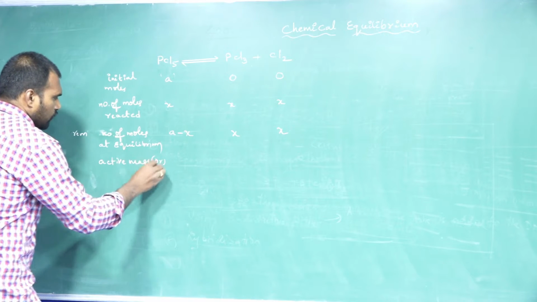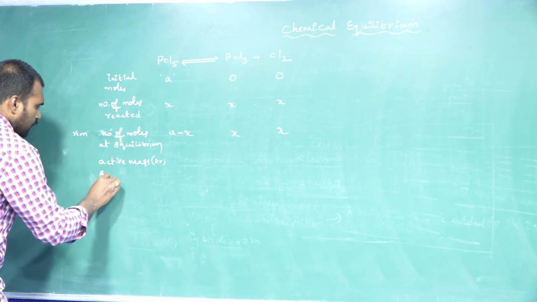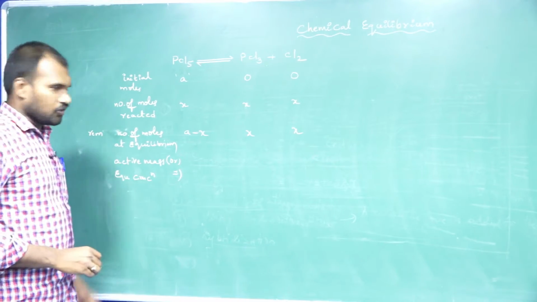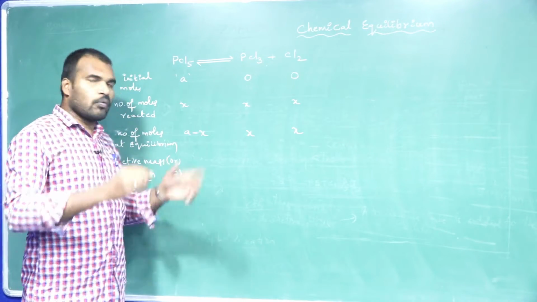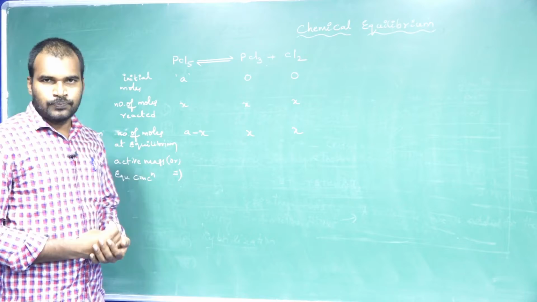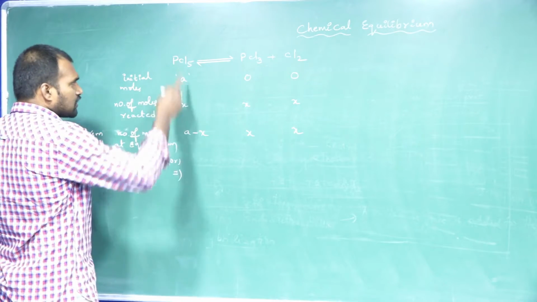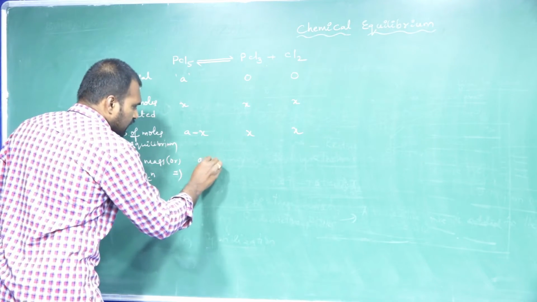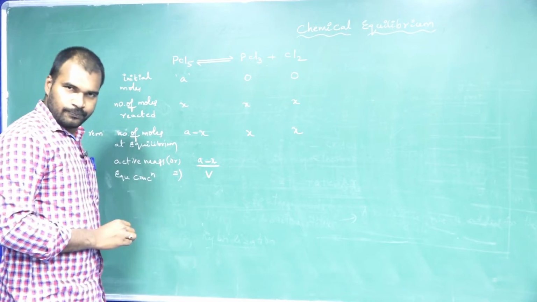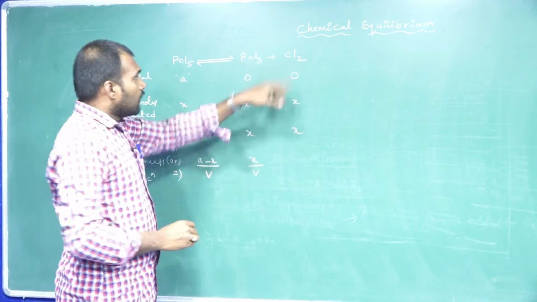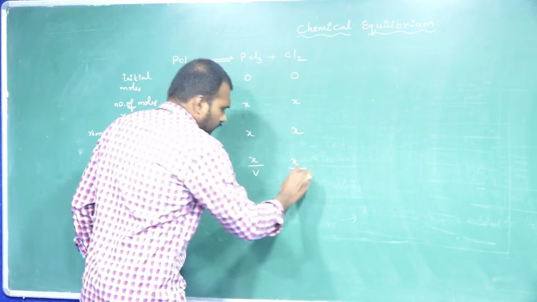So if the number of moles is A minus X, then what is the active mass? Active mass we also call equilibrium concentration. What is the equilibrium concentration? Number of moles divided by volume. So what is the volume we assumed? V. So active mass of PCl5 becomes A minus X by V, and PCl3 becomes X by V, and chlorine becomes X by V.